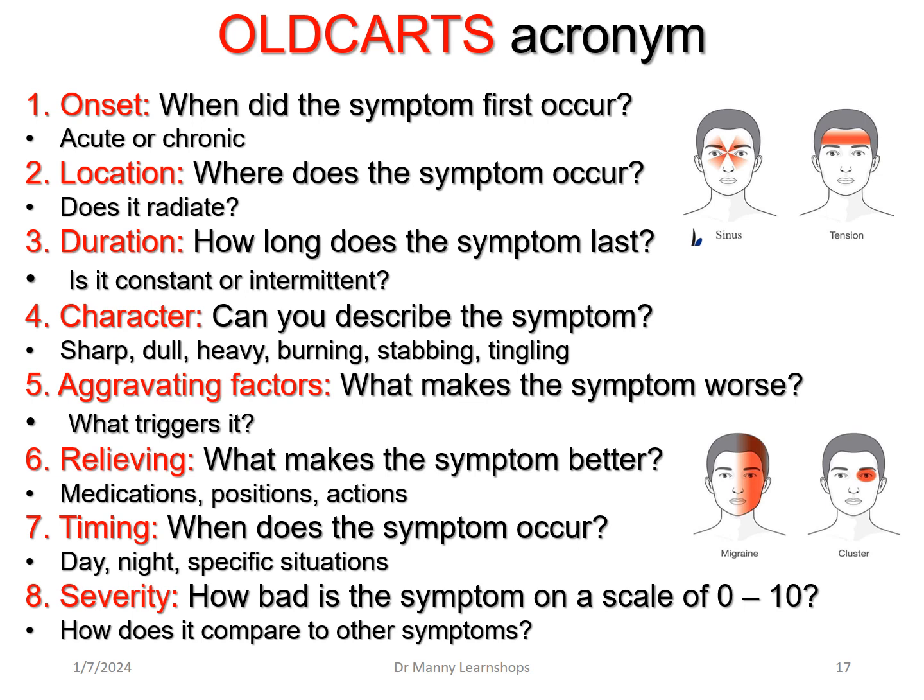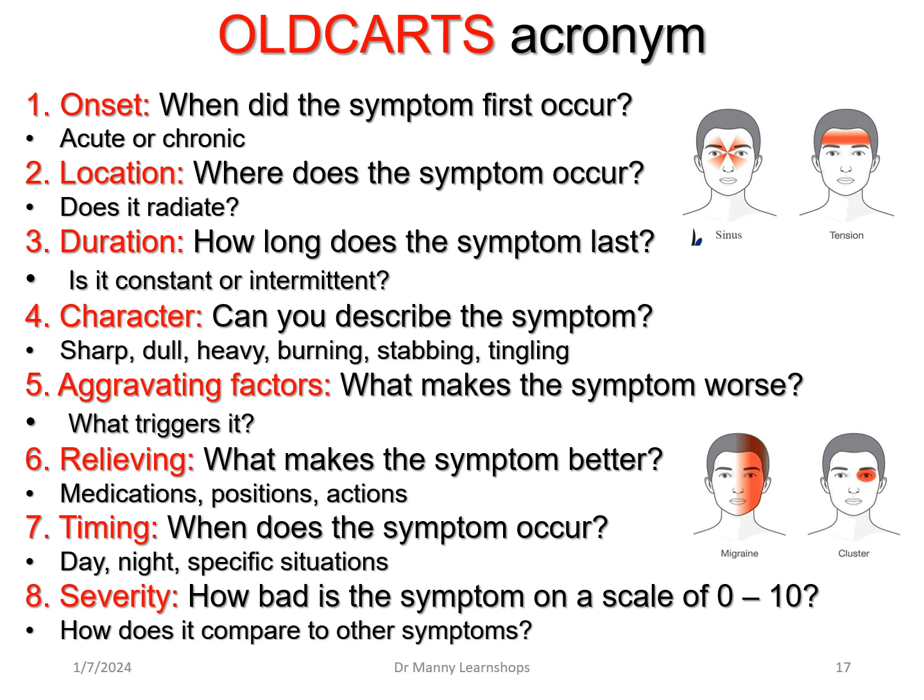What aggravates it? What makes it worse? What triggers it? What relieves it? What makes the symptom better? Timing. When does the symptom occur? Day, night, specific situations. Sometimes tea can be used for treatment. So how do you treat it? Do you take a medication? Do you rest? What do you do?